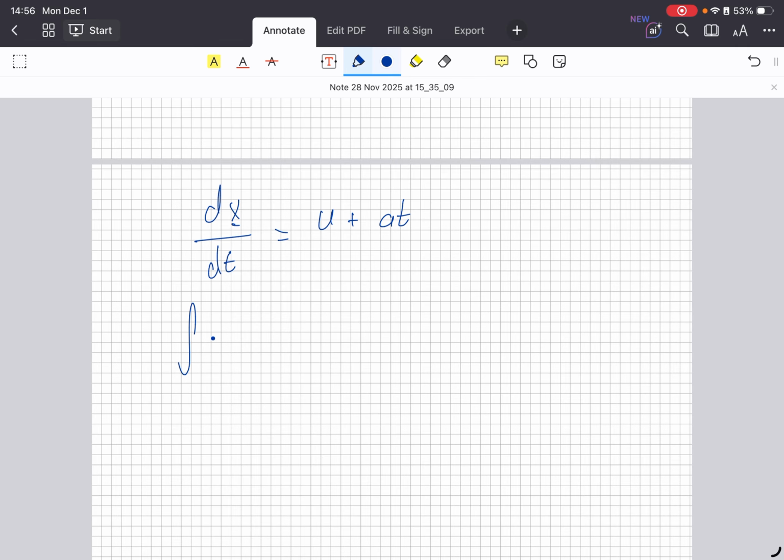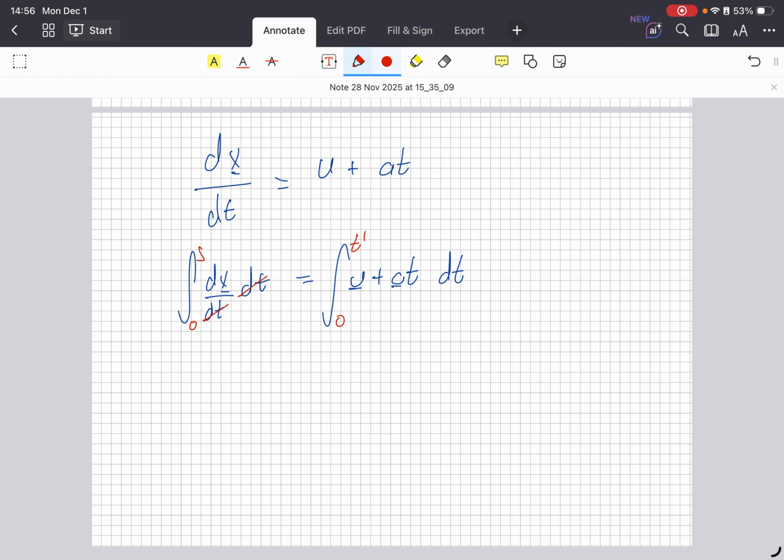So I'll get the integral of dx by dt is equal to the integral of u plus at with respect to t. And again, we can do this thing where this becomes an integral with respect to position, and we can put our limits in here as well. So our position changes between, say, 0 and some final position, let's call it s, and our time varies between some initial time 0 and some final time t prime. When we do this integral, the integral of dx will just give us x between s and 0.